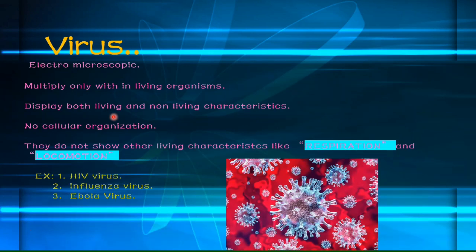The one living feature that virus shows is reproduction, but the non-living characteristic is that they do not show locomotion. So a virus cannot be considered a living organism or a non-living organism. The other feature is no cellular organization. And the fifth is they do not show other living characteristics like respiration and locomotion. Other than these, they show other living characteristics. Examples for virus are HIV, influenza virus, Ebola virus. And today the pandemic virus, corona, is also considered a virus.